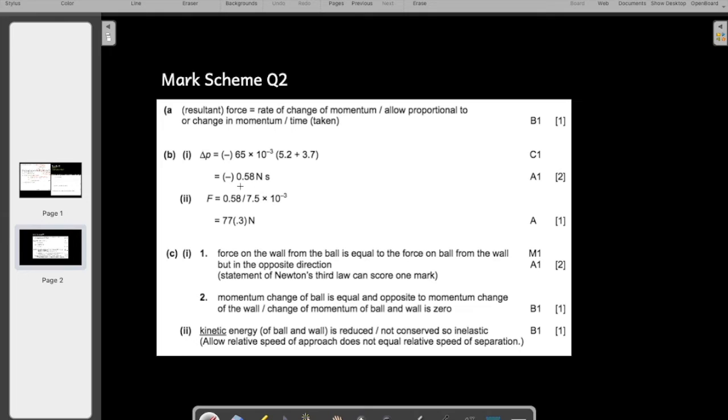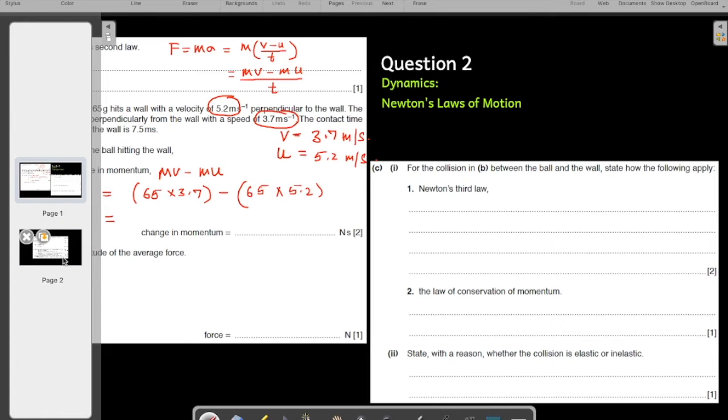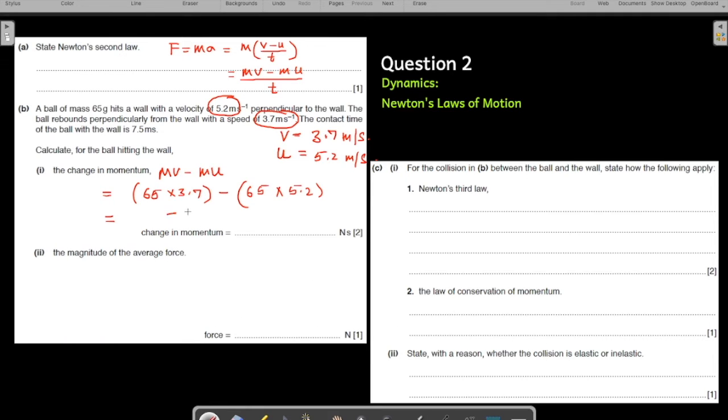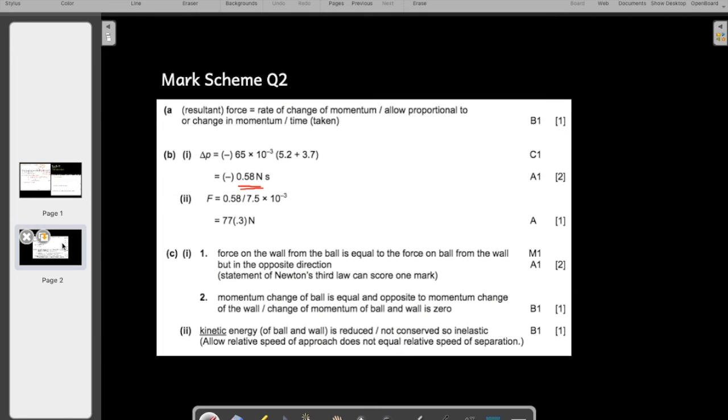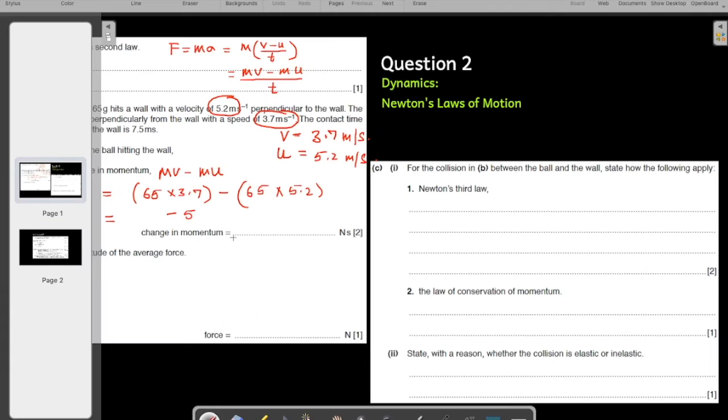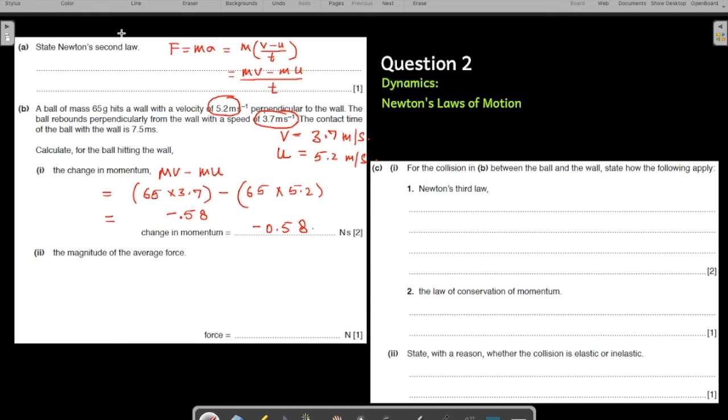Your answer should be this: minus 0.58 newton second. What is the answer? Minus 0.58, sorry. The unit is already given to you, so you need not write the unit.